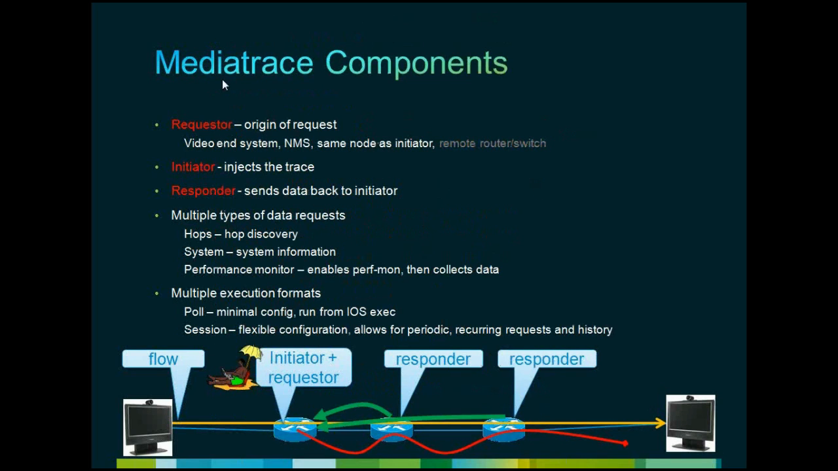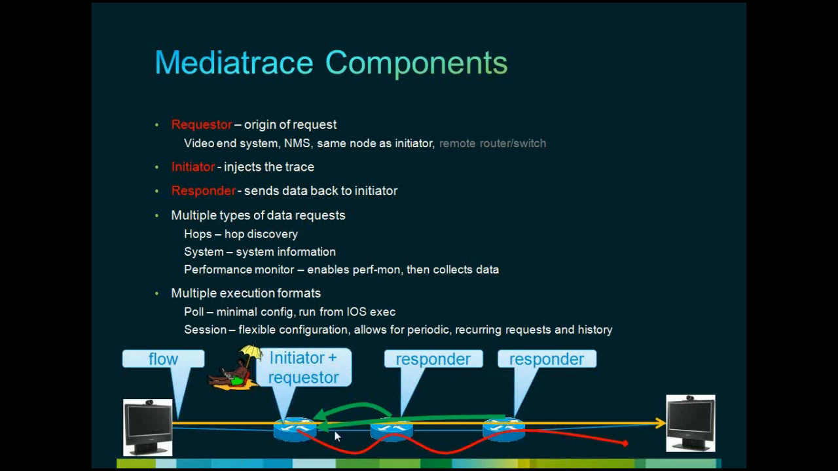Okay, so what are the components again? Just to make this more clear, we have the one who requests a MediaTrace. It could be a video endpoint. For example, like I told you, the WebEx client is already shipping with this, so you could actually ask that WebEx client to start it. It could be a network management system, a tool like ManageEngine, or the same node, or even another router or switch. So there are several elements in this network that can actually initiate this.